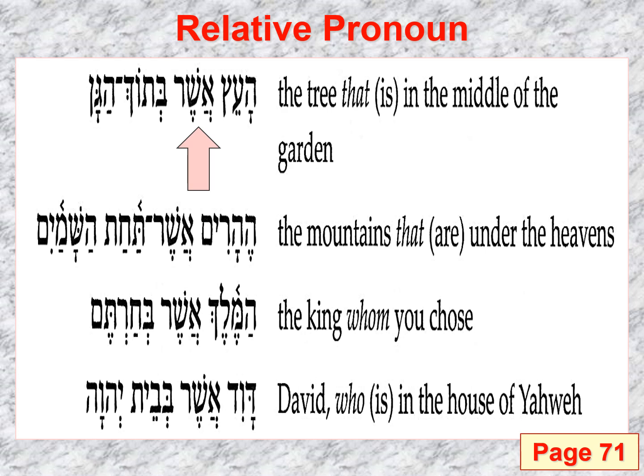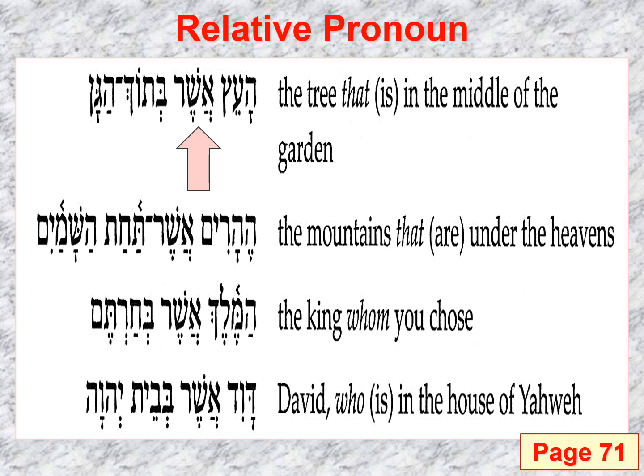Asher. Aleph with the hataf patach, followed by the second syllable with a shin, segol, resh. Asher. And then just to finish this out, betok hagan. So, ha'etz asher betok hagan, the tree.